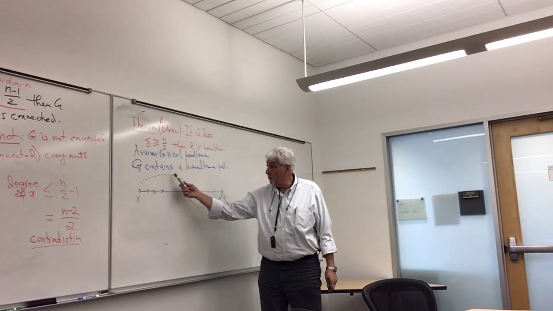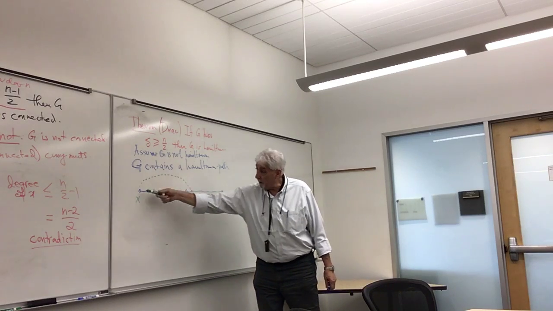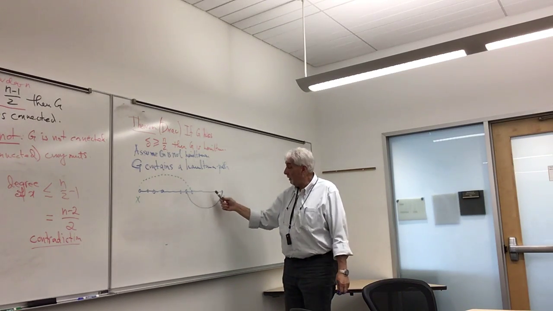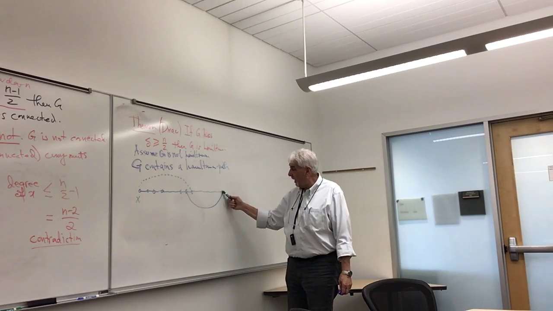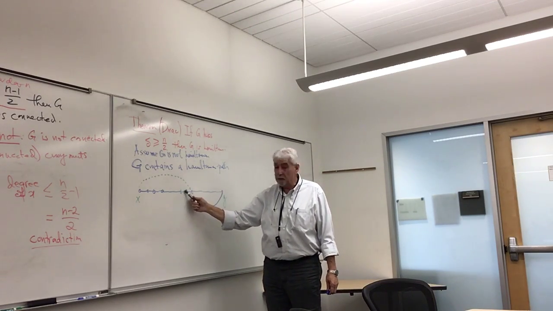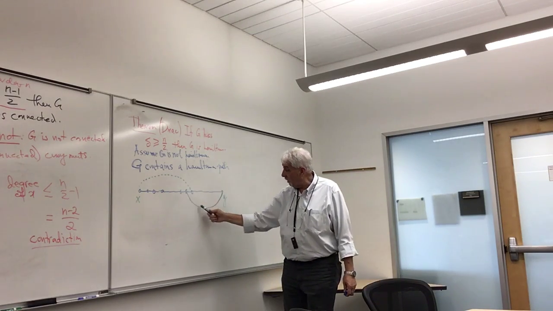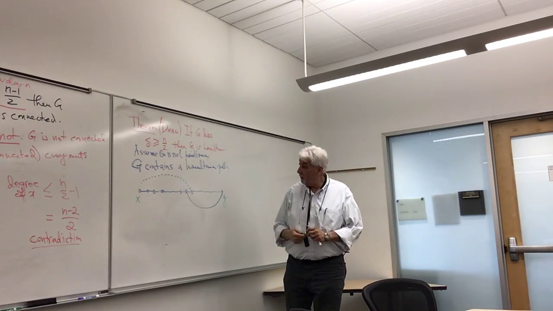Can this be an edge? Why not? Then it'd be Hamiltonian. Okay, wait a second. If this was an edge, where do I go? What do I do? Over to y. I take the green dotted thing. I follow the path down to y. I take this edge over to here, and I go all the way back down to x. And that would be a cycle. A cycle that contains all the vertices.